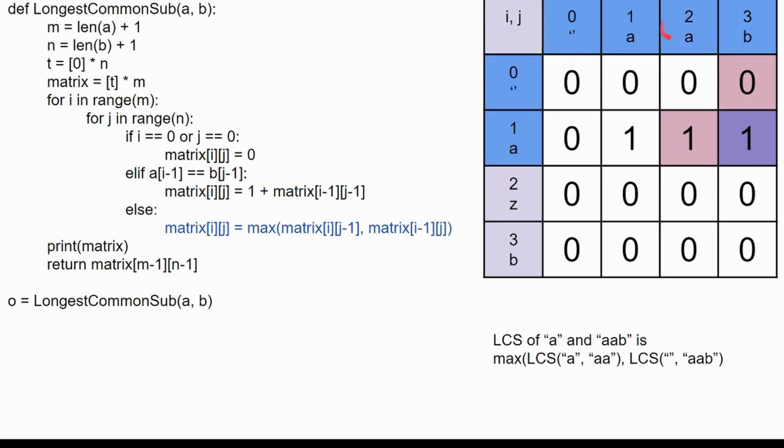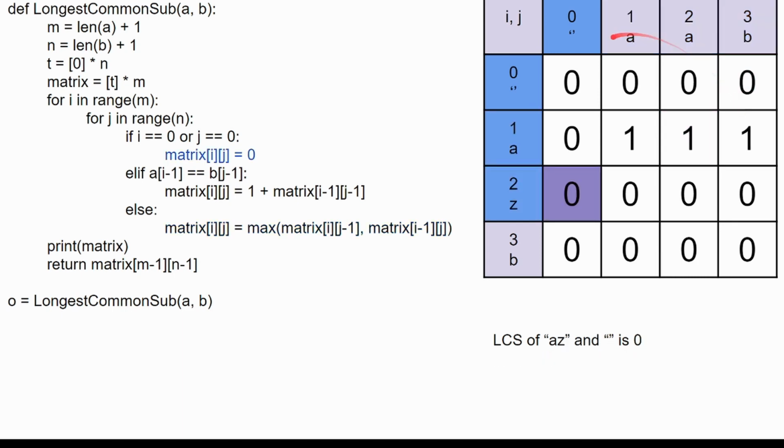Now you have A and AAB. Since A and B are not the same, you go to this line, where you're trying to find the max of this value, which we've already computed, AA and A has a max of 1, and this value, which we've already computed, AAB and empty string has a max of 0. So the max of 0 and 1 is 1. Empty string with anything will be 0.